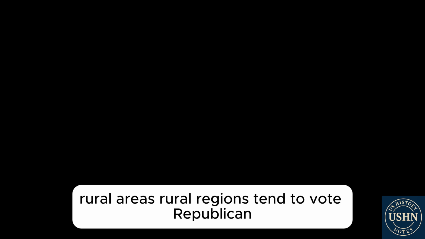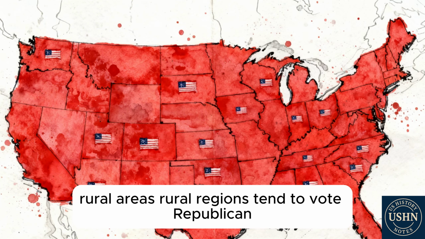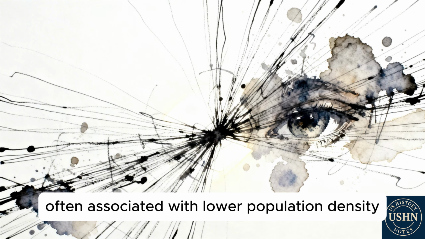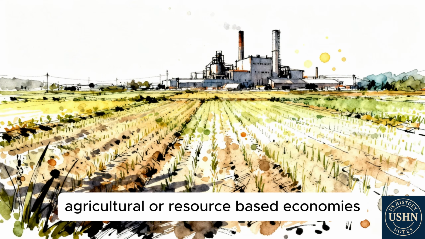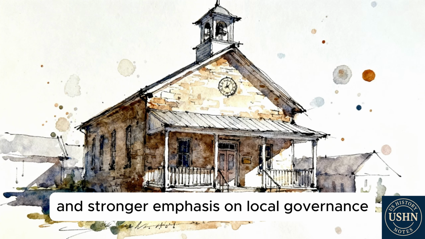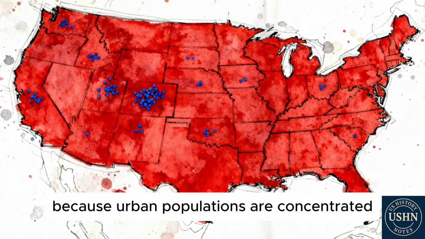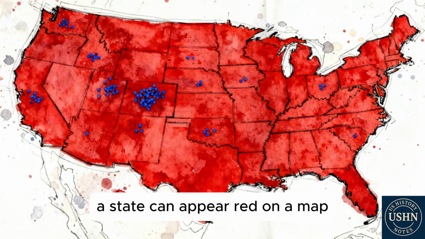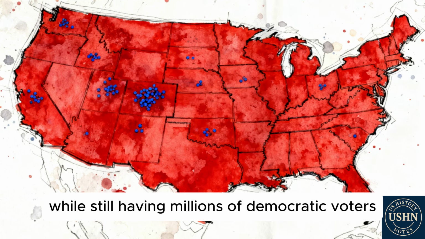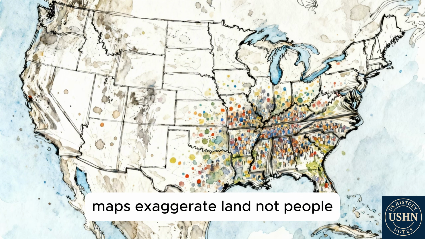Rural areas. Rural regions tend to vote Republican, often associated with lower population density, agricultural or resource-based economies, and stronger emphasis on local governance. Because urban populations are concentrated, a state can appear red on a map while still having millions of Democratic voters. Maps exaggerate land, not people.